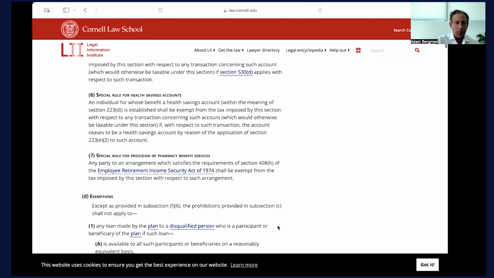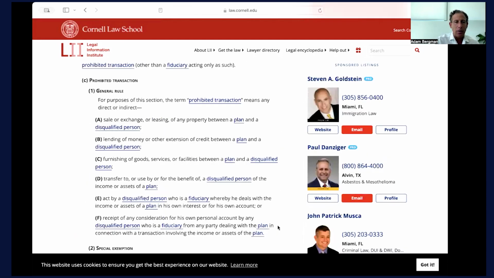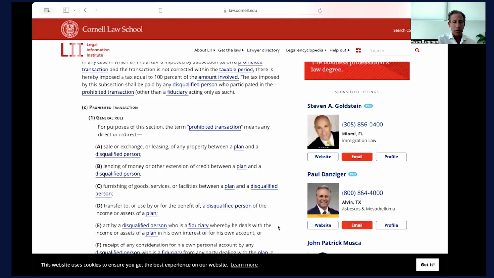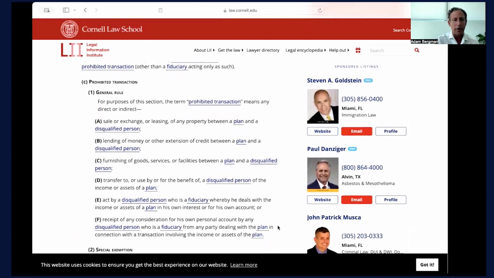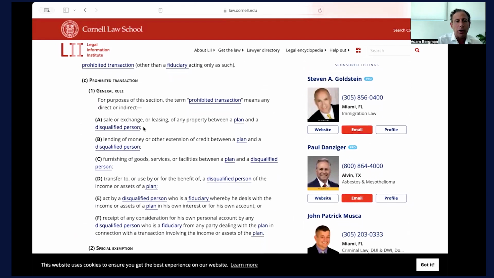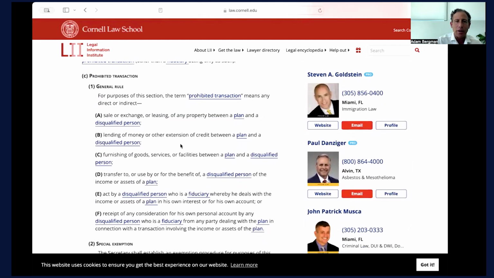So let's get to 4975(c). Again, you need a retirement account and a disqualified person. The first three are easy. A: Sale, exchange, or leasing of property between a plan and a disqualified person. Basically you can't sell your house to your IRA, or your IRA can't sell a house to you or your lineal descendant. That's obvious.